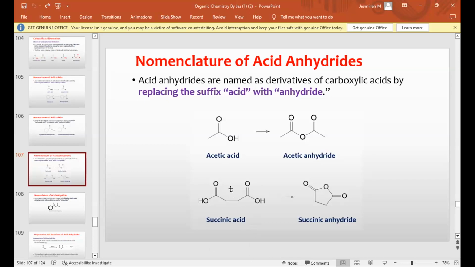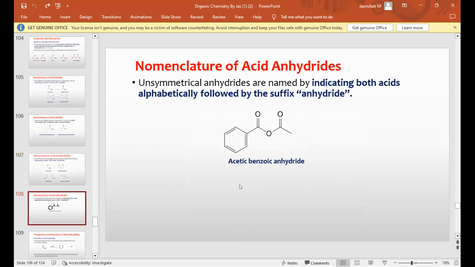when we have two... I don't know what I'm trying to say. When we have 3 carbons. Is it 3? Wait, it's 4. Yeah, so it becomes succinic acid.